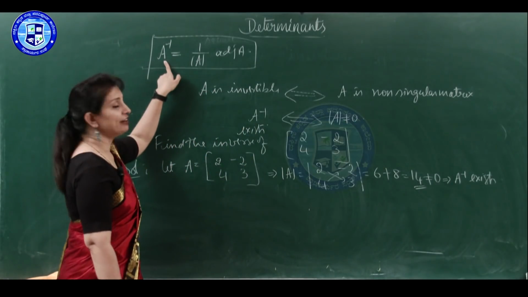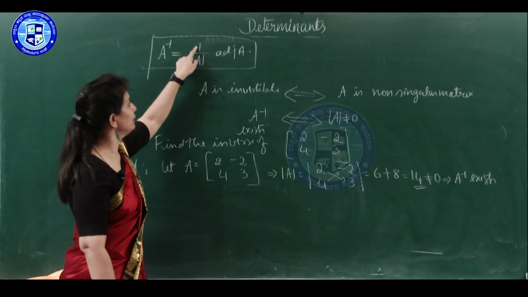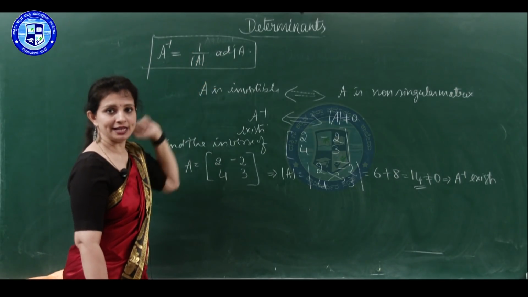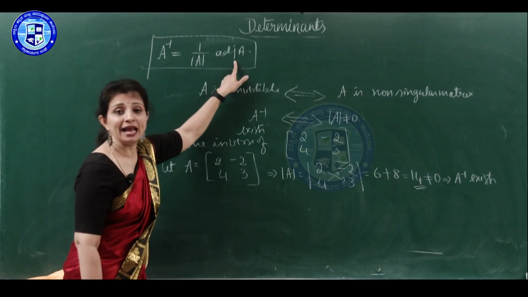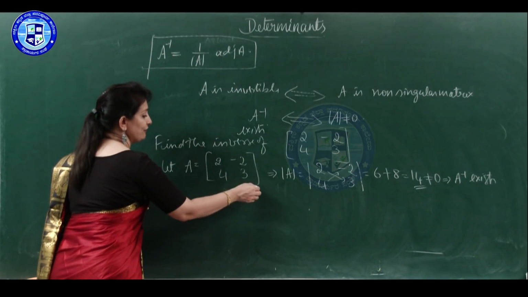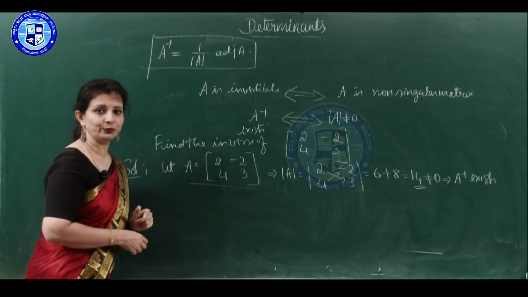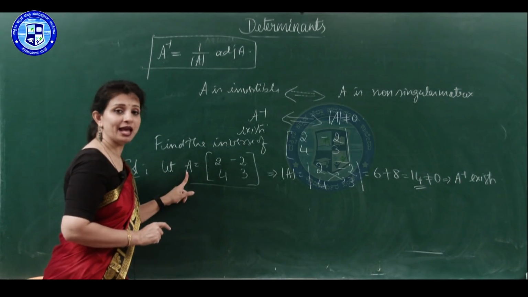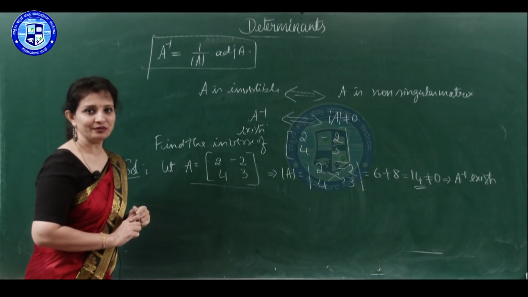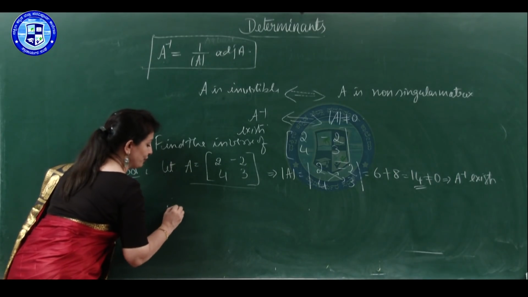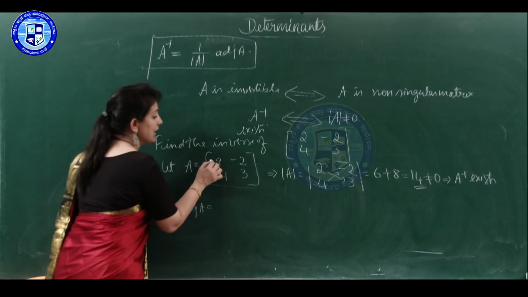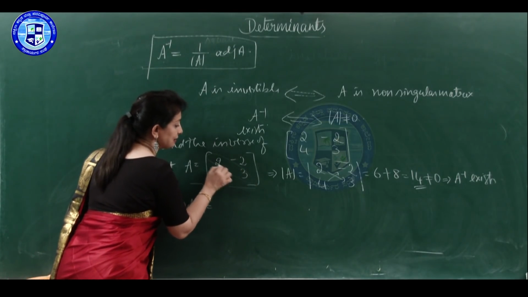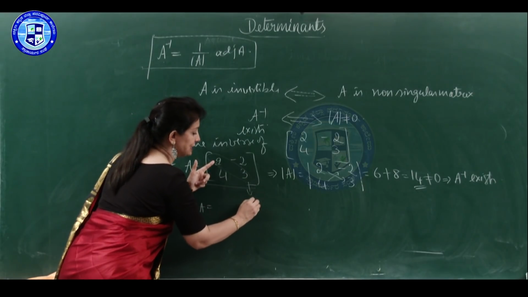Now what is the formula to find A inverse? A inverse is equal to 1 by determinant A into adjoint A. So to find A inverse, we need adjoint A. If A is a square matrix of order 2, you know that adjoint can be found directly. How to find adjoint of A then? Therefore, adjoint A equals, the diagonal elements you need to interchange.